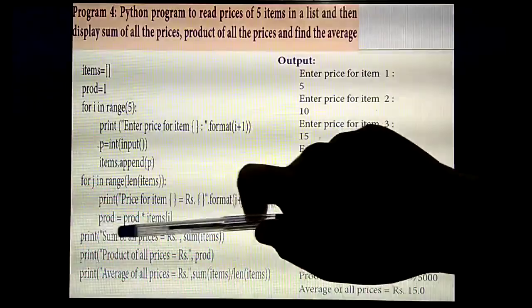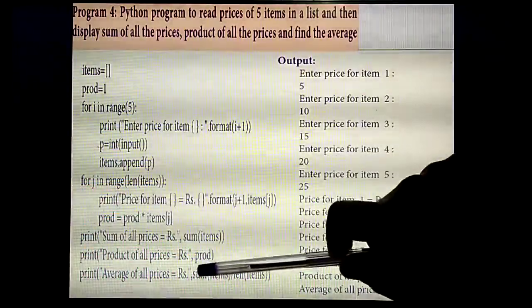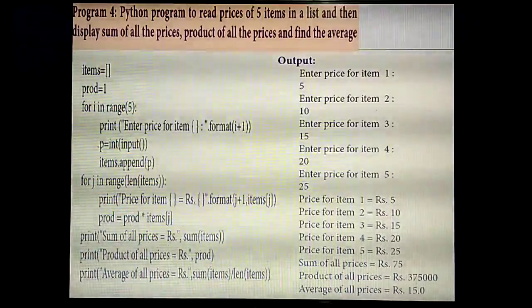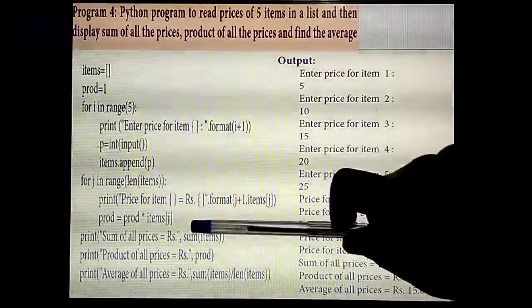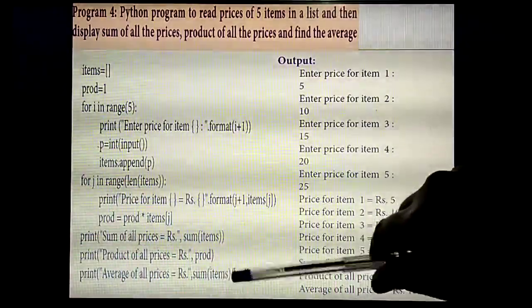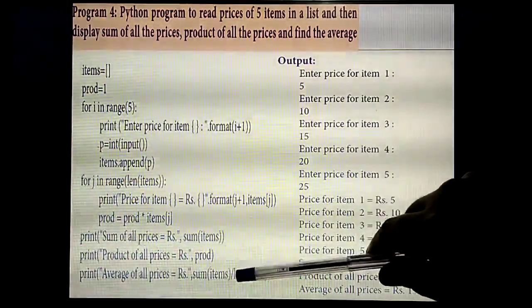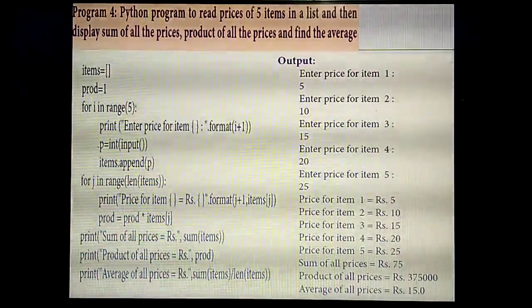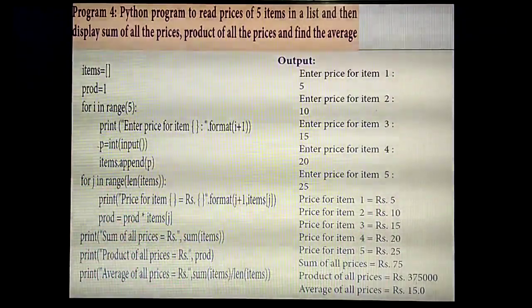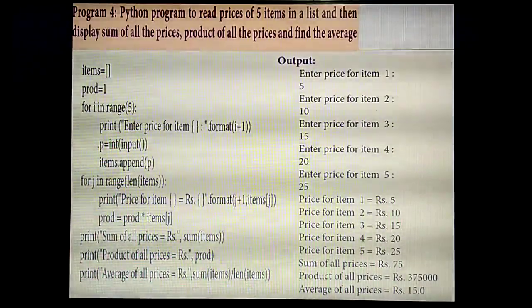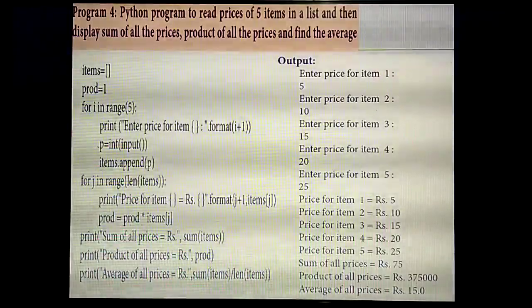The product you have already calculated in which variable? Product. So that equals calling product. To find the average of all prices, what's the formula? Total sum divided by the total length of the items. Total length means 5. So it is somewhat tough only. Please understand and study. Once more I am telling.